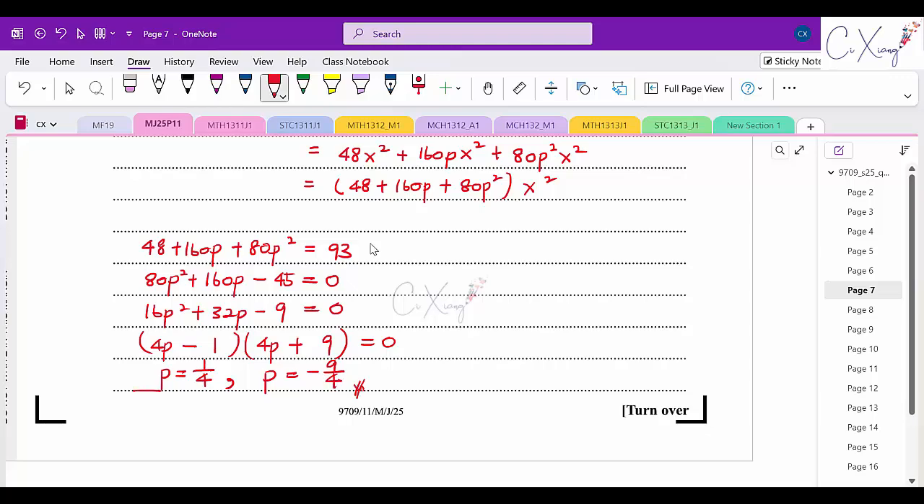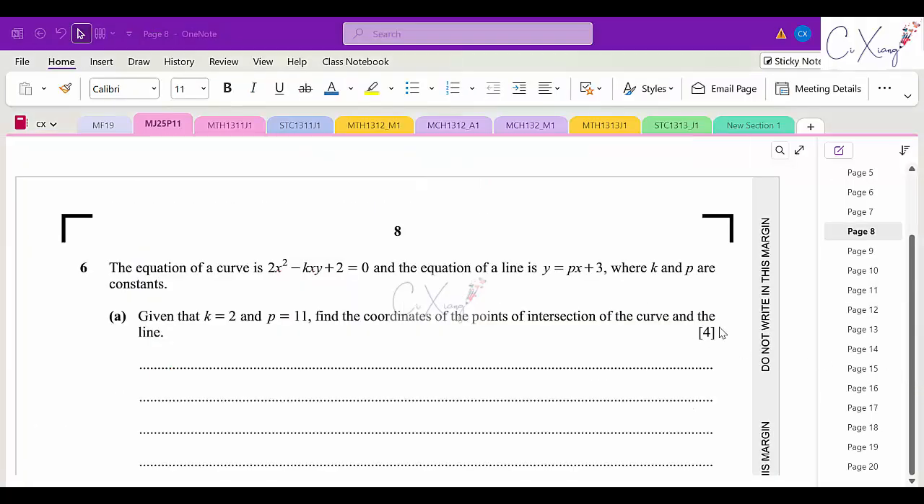And for this question, they're asking for the values of the constant p. They didn't say that we should ignore any positive value or negative value. So that means we should accept both answers here. Okay, and these two values will be the final answer for the value of the p. Alright, so this is how we solve question number 5.